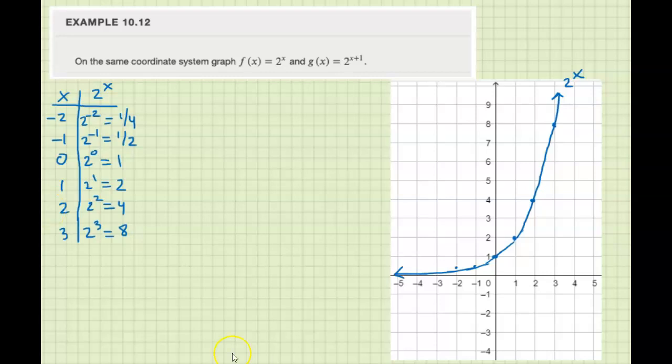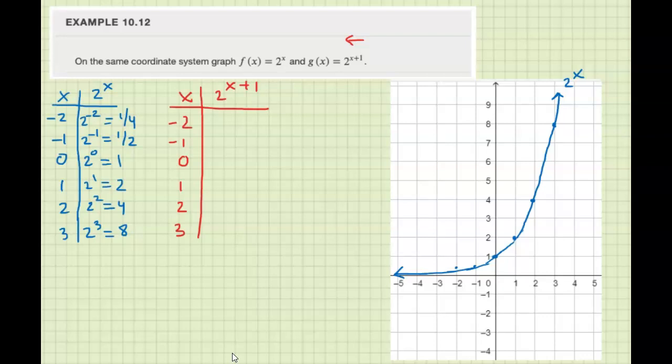Okay, now let's do 2 to the x plus 1. Okay, so notice we're adding a 1 to the x value. What we know in transformation is that if you add a value to the x, it's going to shift the graph 1 unit to the left. Right? But we're going to pick points and we'll see that that happens.